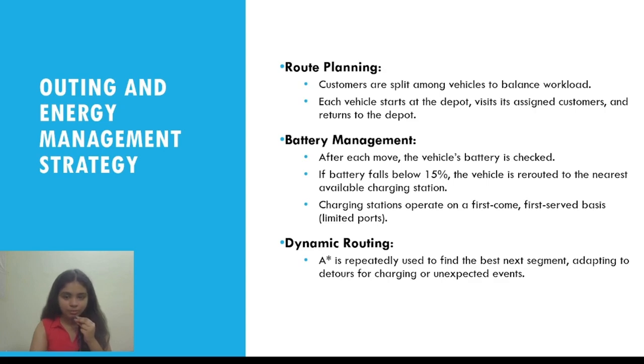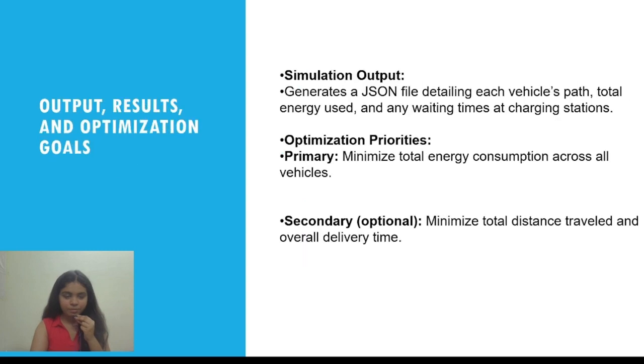The customer stops are split between vehicles. Output is in the form of a JSON file, and it shows me the path for each and every vehicle. My main goal is to optimize the energy used.